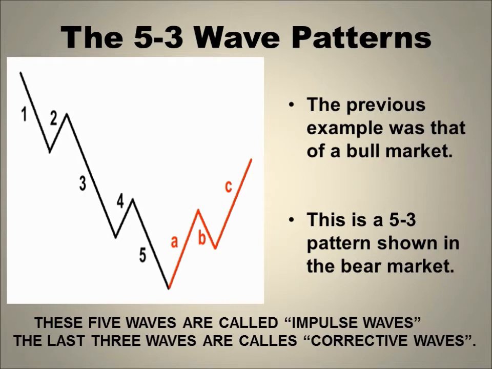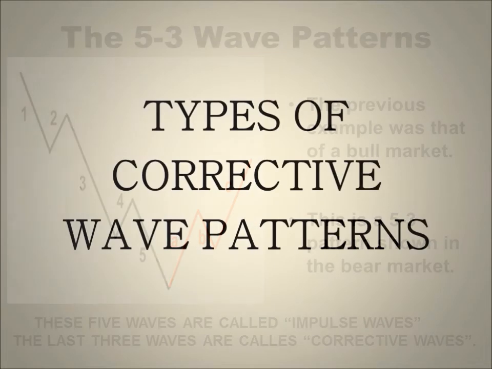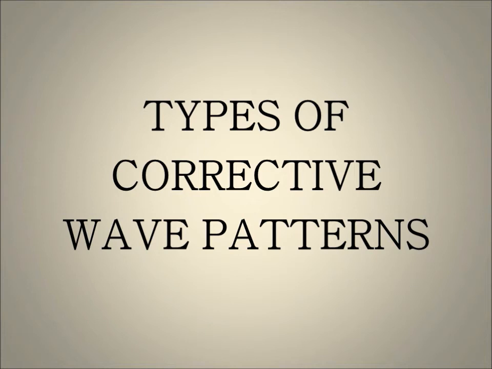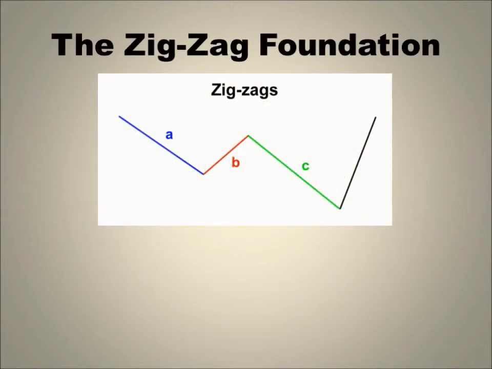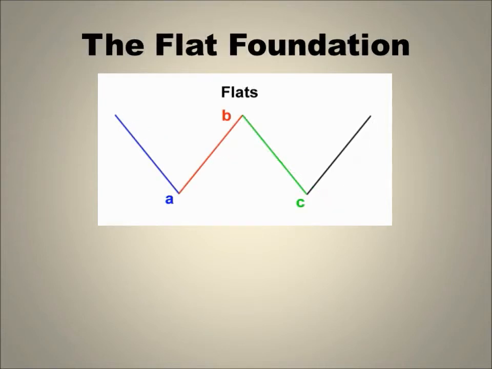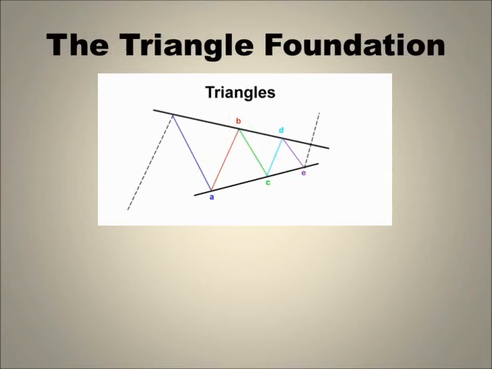Now, there are many different types of corrective patterns. Not the A, B, and C that I showed before, that's just one example, but here are some more examples. So we have the zigzag formation, the flat formation, and the triangle formation.